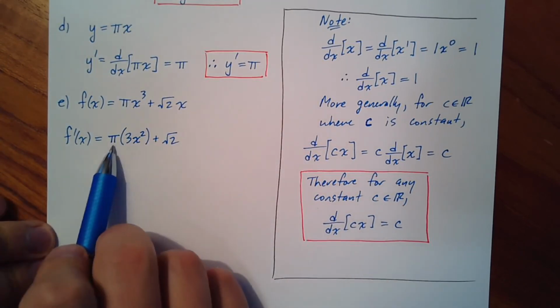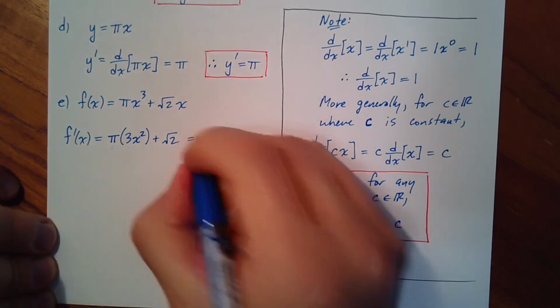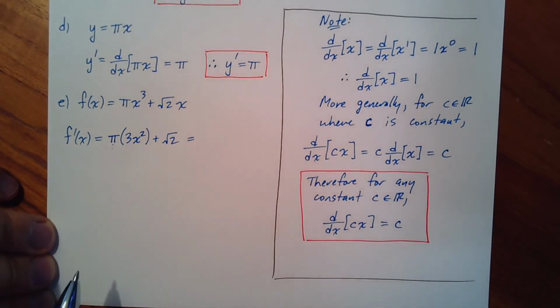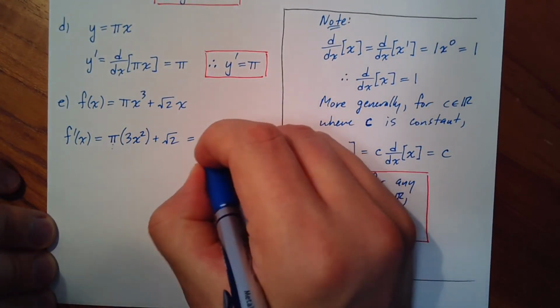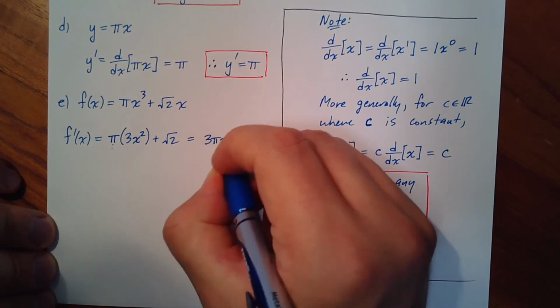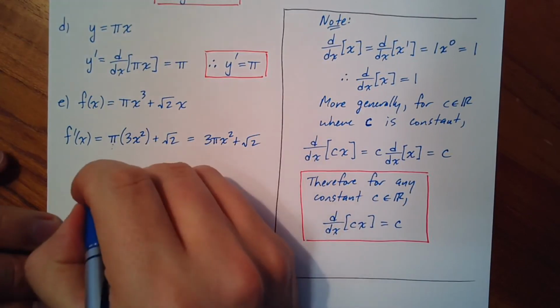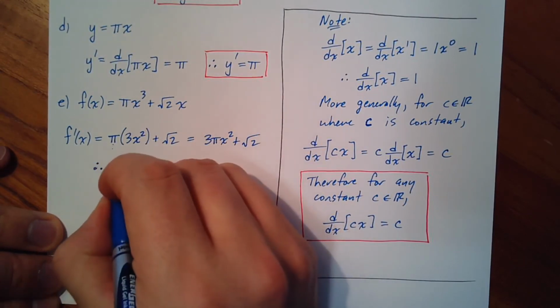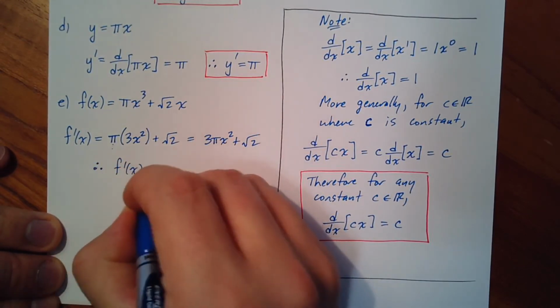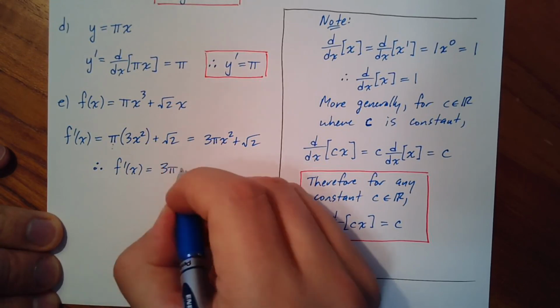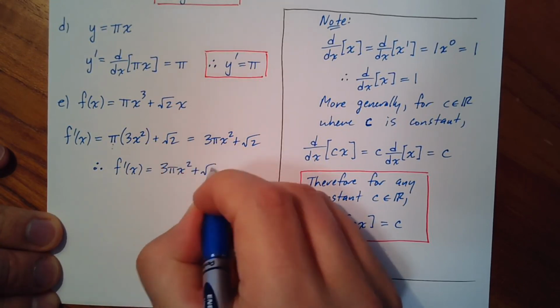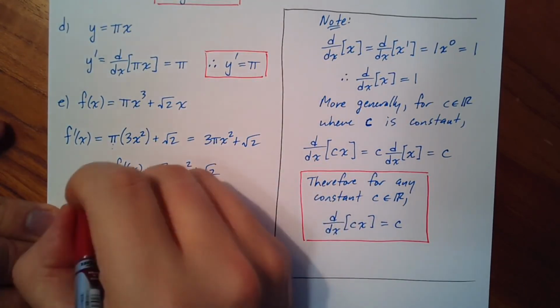Okay, but we could still clean this up a bit, because usually you wouldn't write your answer like pi times 3x squared. That looks like there's still work to do. Even though we're not going to change much, it's better to write this as 3 pi x squared plus the square root of 2, and we can say, therefore f prime of x is 3 pi x squared plus the square root of 2.